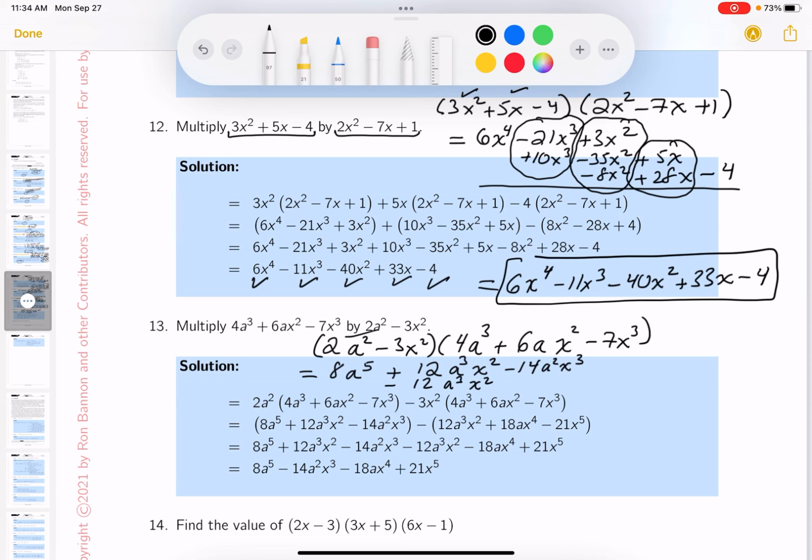Then what do I get? I would get, let's see, minus 18ax^4. Well, I have no other term like that, so I'll write that down. Minus 18ax^4. Then I'm going to do minus 3 times minus 7. That's 21x^5.